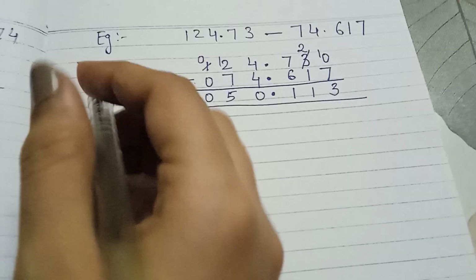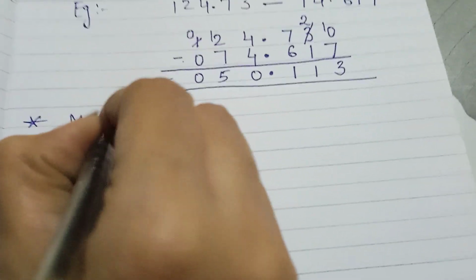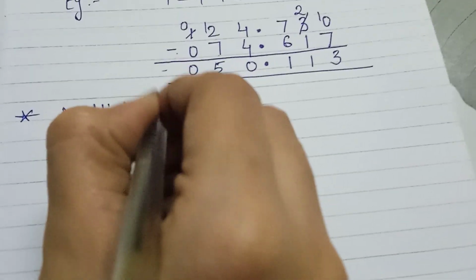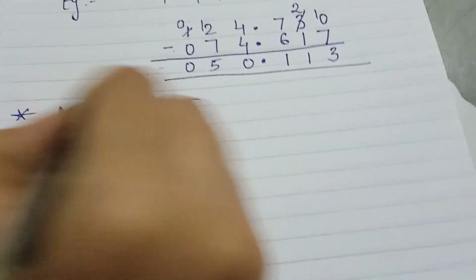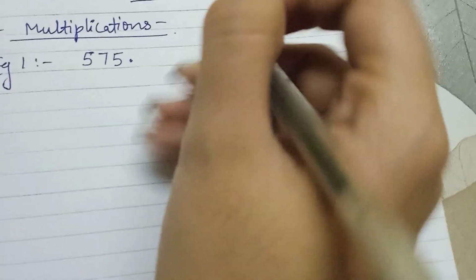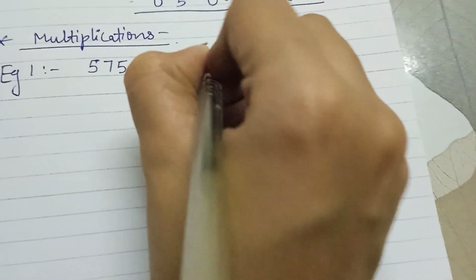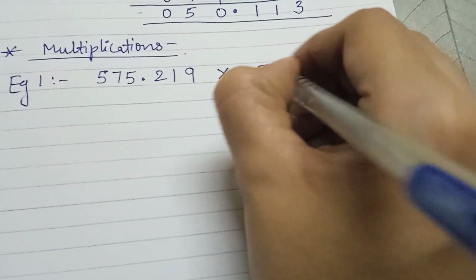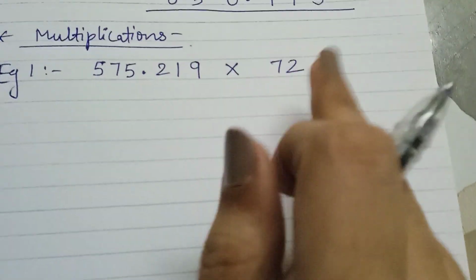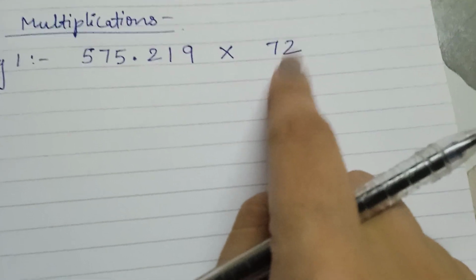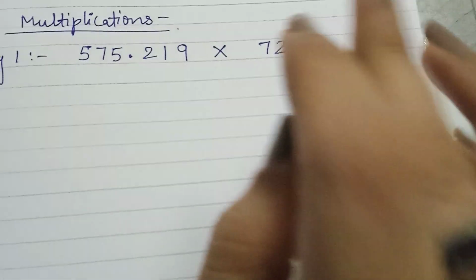Now let's see the multiplication. It is very easy, similar to the normal multiplication of the numbers. Okay, example 1. Let's take 575.219 multiplied by 72. Now this is the multiplicand and the multiplier. The multiplier is not a decimal number, it is a whole number. This is a decimal number. Okay, so directly I'll start with the sum.